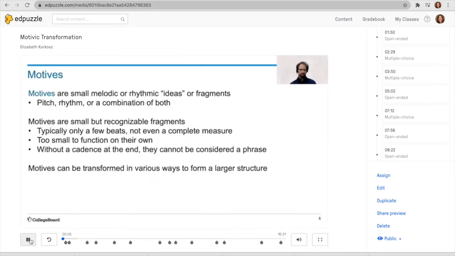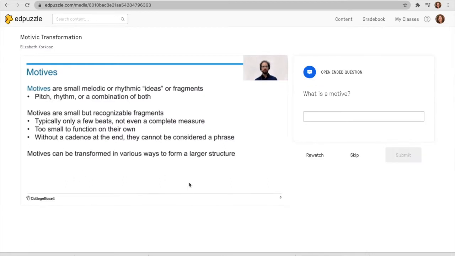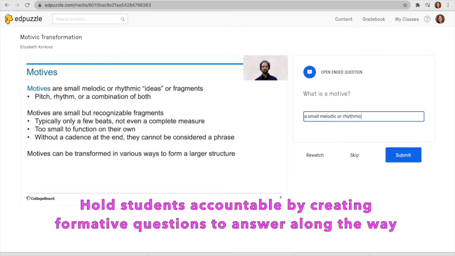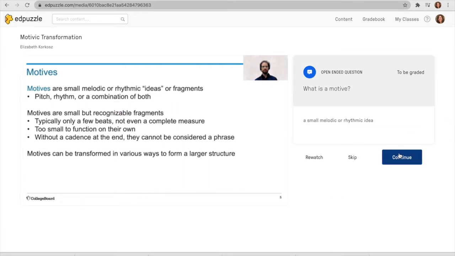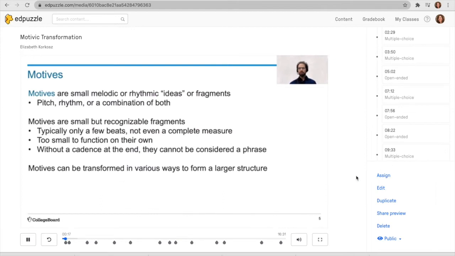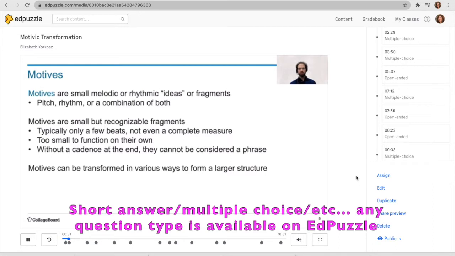So let's begin. Like we said, motives are a small melodic or rhythmic idea or fragment. They can be just a pitch idea, they can be a rhythmic idea, or they can be a combination of pitch and rhythm. Motives are small but recognizable, and that's actually what helps tie a piece together a lot of times. Typically, a motive is just a few beats long, not even a complete measure. They are too small really to function on their own musically, and without a cadence at the end, we can't really consider them a full phrase.